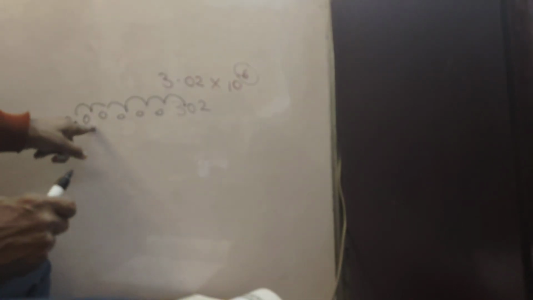Now here we shift the decimal toward the left side because the exponent is negative. A negative exponent shifts the decimal toward the left side. So from here we shift the decimal 6 digits: 1, 2, 3, 4, 5, 6, and then put the decimal. In between we put 0, and one 0 we write extra on the left side. So the answer is 0.00000302.